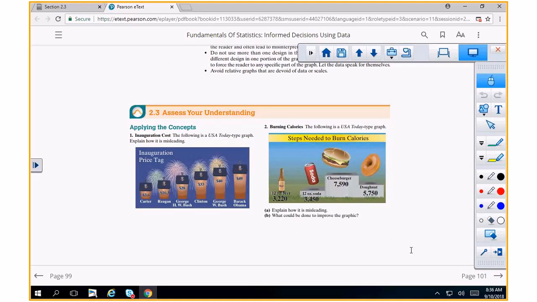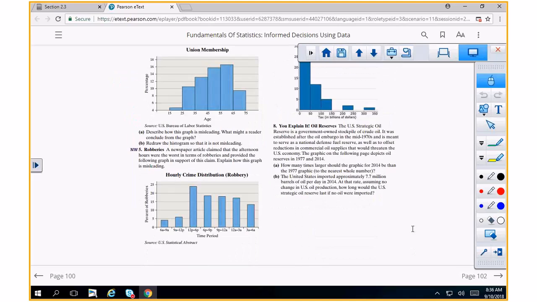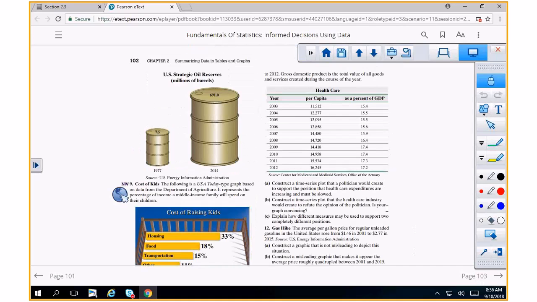Where's my barrels? You should have a barrel in here. There it is. There's the oil barrels. I don't pronounce oil because there's always some smart aleck that pronounces it with a nasal Pennsylvania accent, so I don't pronounce it. All right, so what's the difference there?